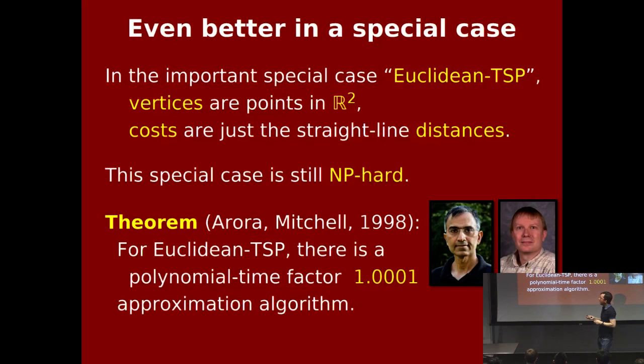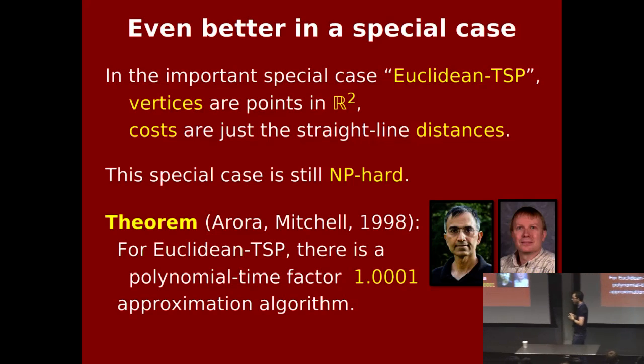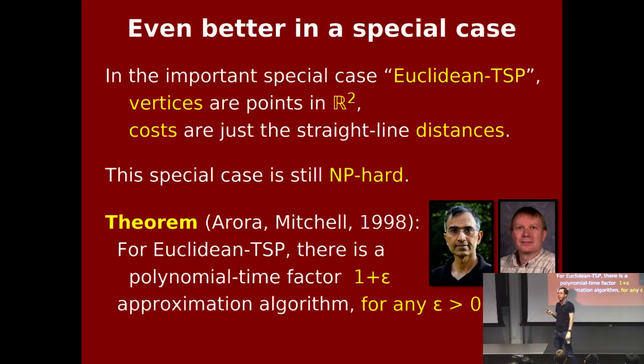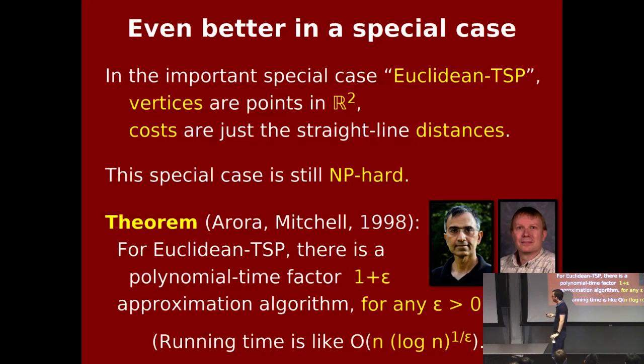So you can put any number here you want, like 1.01, and there'll be a polynomial time algorithm, but it'll be slower than the one for the 1.1 factor. And the one for 1.001 will be slower, but still polynomial time. In fact, the running time is something like this. For any positive number epsilon, they have a polynomial time algorithm that always gives you a solution that's at most 1 plus epsilon times the length of the best solution. And the running time is something like n times log n to the power of 1 over epsilon. Something like that. So it's actually not so bad.